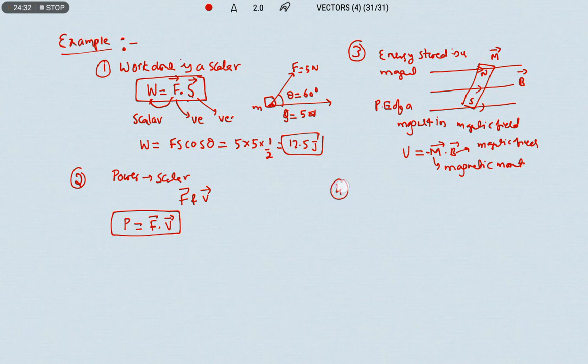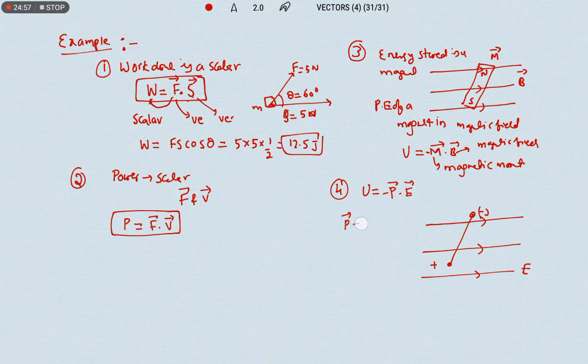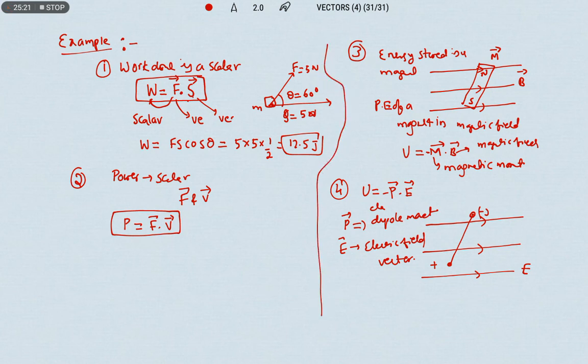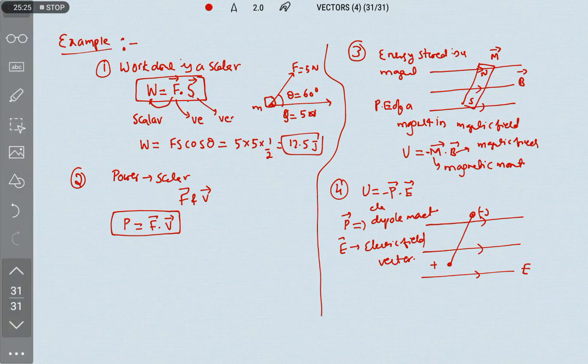And in a similar manner, when an electric dipole, positive and negative, is placed in an electric field, it also has some energy, that energy is minus P bar dot E bar, where P bar is the electric dipole moment, and E bar is the electric field vector. So these are some examples of scalar product we can come across in physics. Let us take one example here.